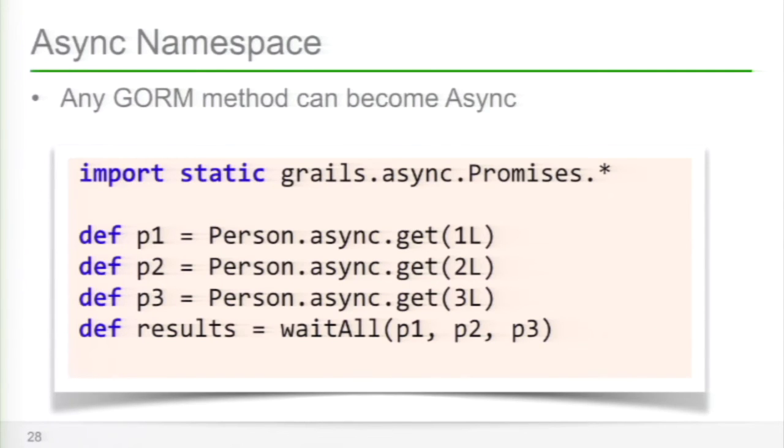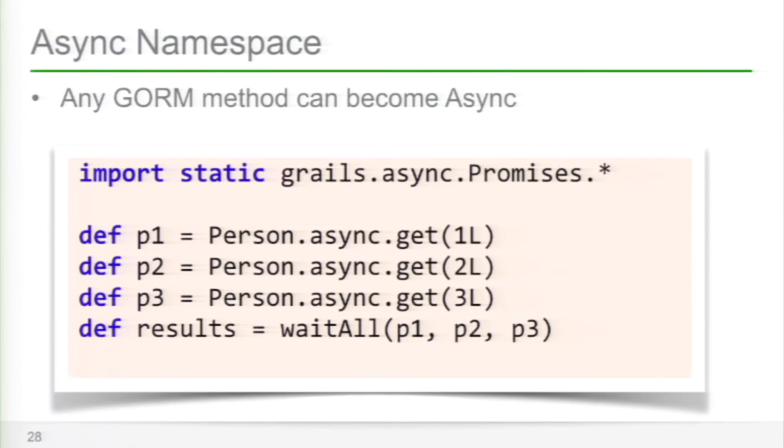So in GORM, any method can become async. The way you achieve that is just by prefixing .async in front of any GORM static method or even instance method. In this case, I'm creating 3 promises to execute a function, and rather nonsensically, I'm waiting for them to finish on the current thread. In reality, you would probably have an onComplete or something that actually reacts to when all the results are done. But just for illustrative purposes, you can see that you can essentially do that.